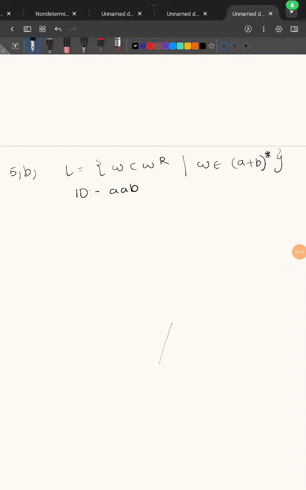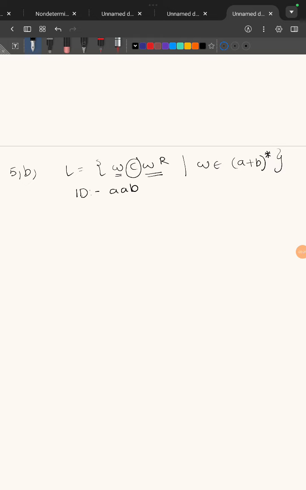5B question: we have to design a pushdown automata for the given language. It is actually a palindrome separated by a C. Here is a string, here is its reverse, and between them it is separated by C. So basically they are asking you to construct a pushdown automata for accepting palindromes.